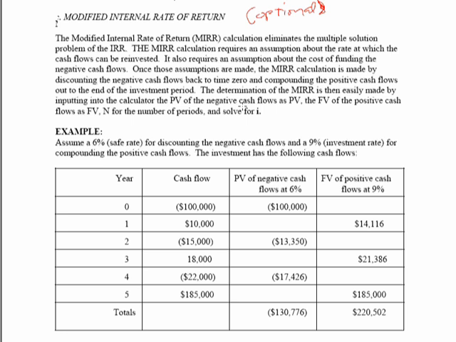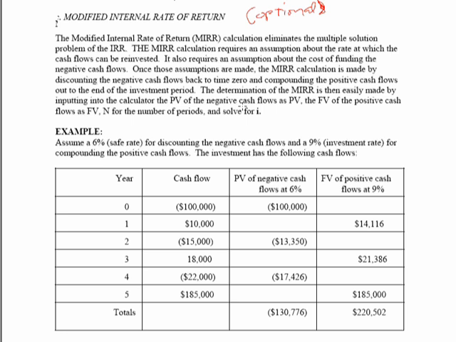So now we have 2 rates, and one rate is our cost of funding that we're going to use to calculate the present value of our negative cash flows. And then the other rate is kind of our reinvestment rate, where we're going to compound out to the future our positive cash flows at the second rate.